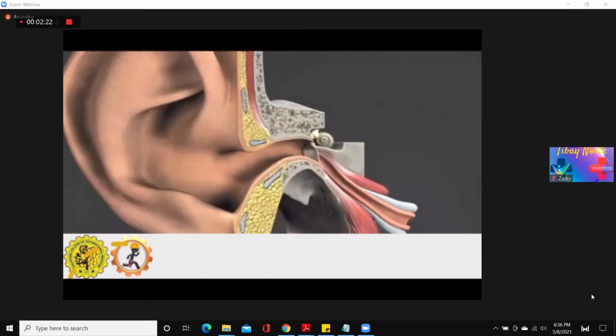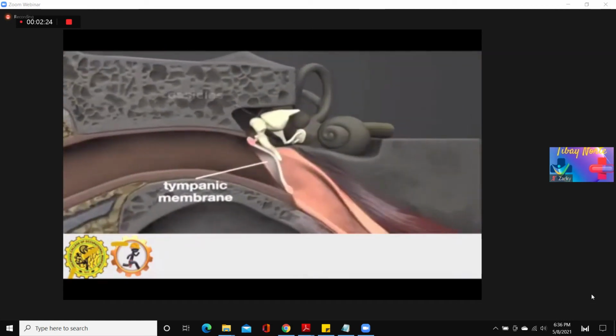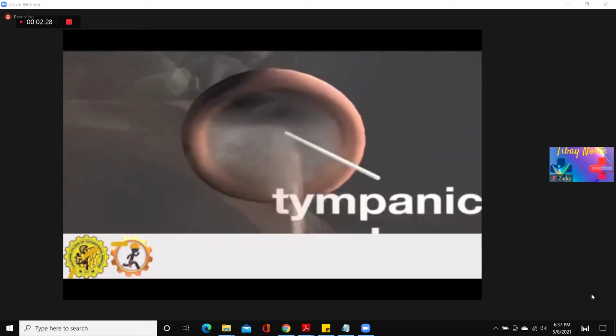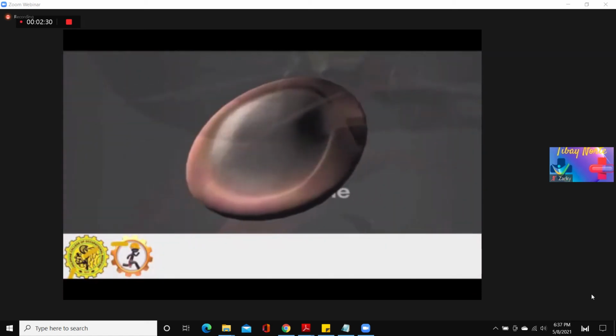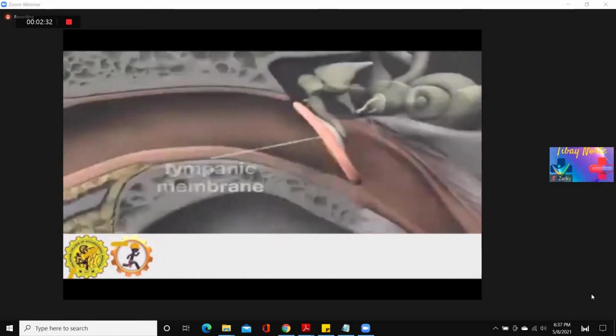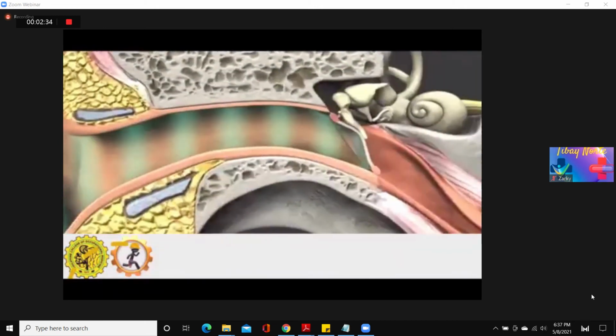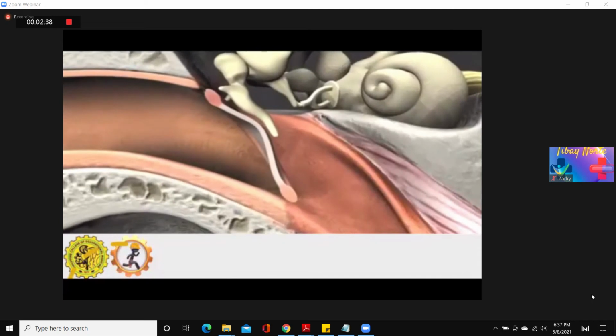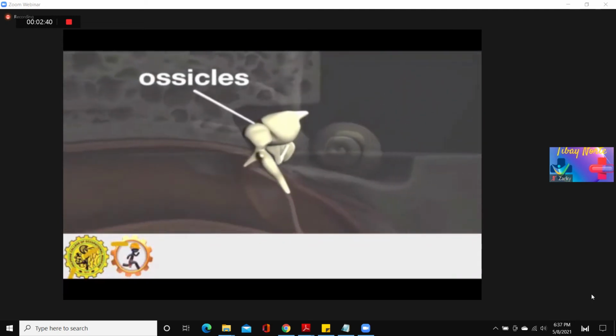The middle ear is an air-filled cavity consisting of the tympanic membrane, ossicles, and eustachian tube. The tympanic membrane has a rich blood supply with an area between 70 to 80 square millimeter and a vibrating surface of 55 square millimeter. Sound wave enters the ear canal, strikes the tympanic membrane, setting it in motion.